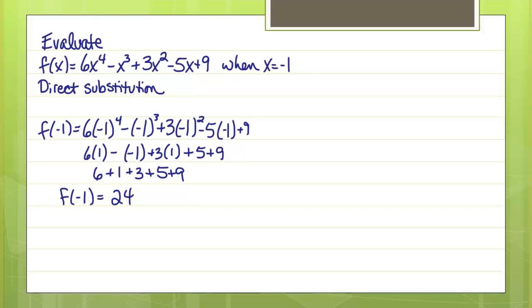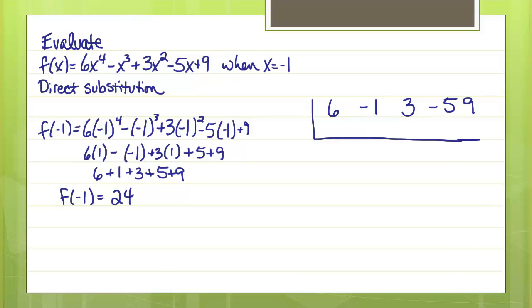So it might not seem like that big a deal because I used a -1. But if I was doing a 4 or a 5 and you had to think about all those things to the 4th power, not all that fun. So what does synthetic substitution look like? It takes up a lot less room. I'm just going to write 6, -1, 3, -5, 9.